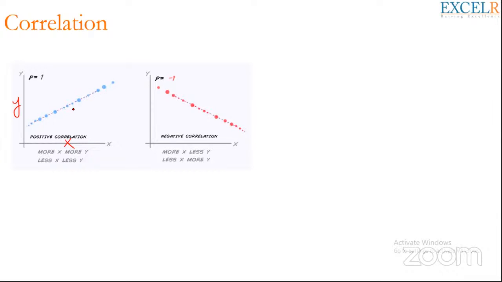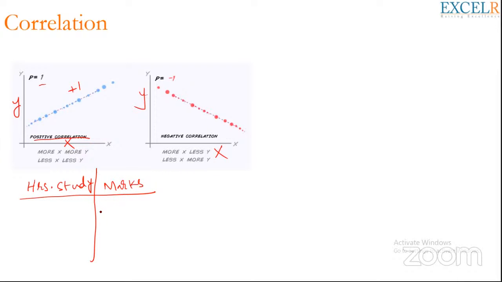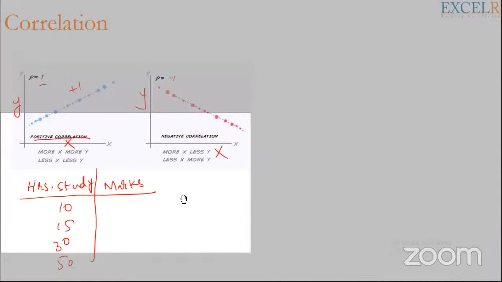And if the line is going up, that is called a positive correlation. How much is the correlation value? That is positive 1. Then here we have X and Y. I'll give you one more example for this: number of hours of study and marks. This gives you a positive correlation. If you increase the number of hours of study, let's say 10 hours, 15 hours, 30 hours, 50 hours, the marks also would increase.